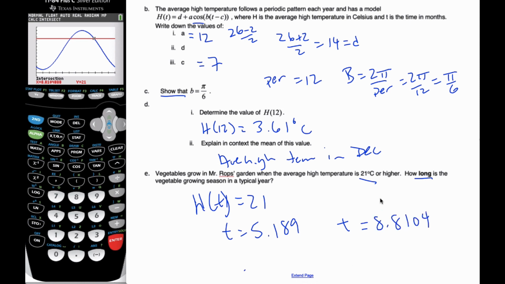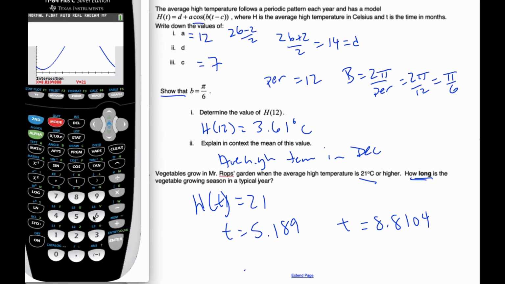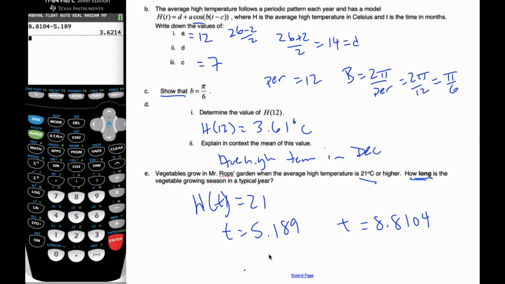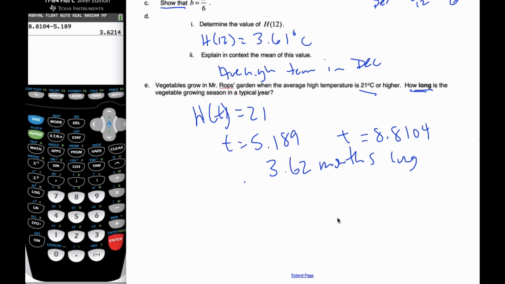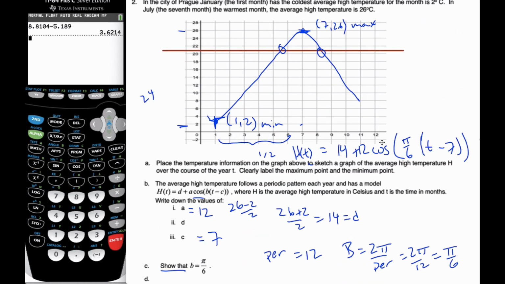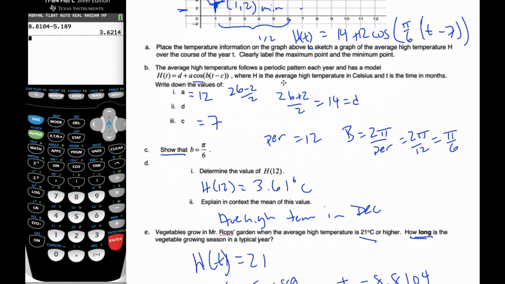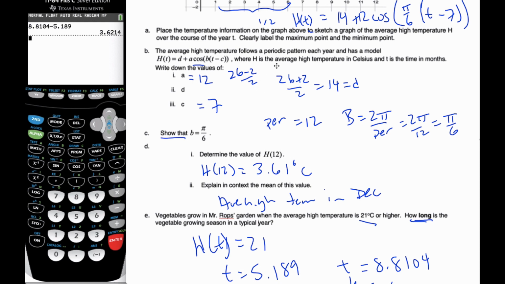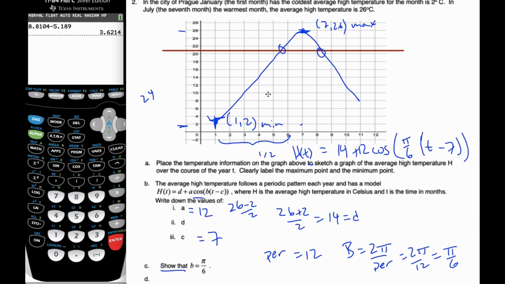8.8104. So how long is the vegetable growing season? If I subtract these two values, so I'm going to go 8.8104 subtract the 5.189, and I can see that it is 3.62 months long to grow vegetables. Okay, and so that's what this is here. Another application, just being able to read the scenario, pick out the information, and answer the questions from the context.